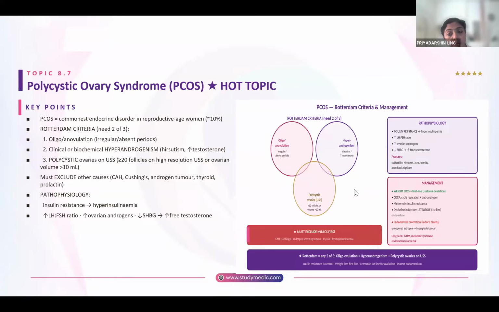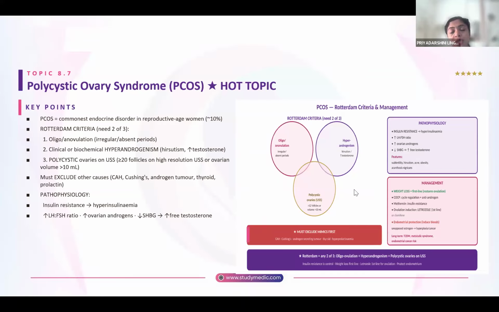So what can the woman present to you with? They can present to us with menstrual disorders. They can have subfertility. They can have acne and hirsutism related features, obesity, or they can have acanthosis nigricans, which is nothing but extra hyperpigmentation in the axillary region.